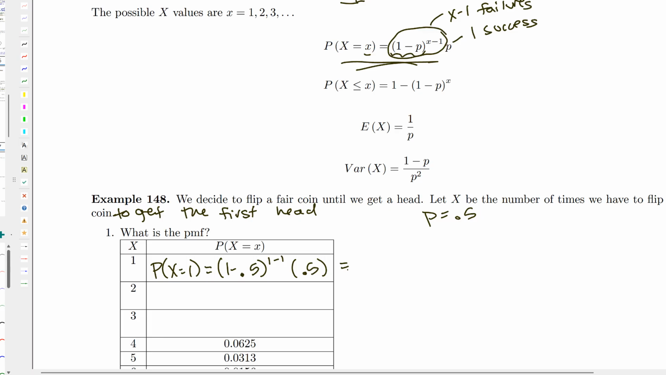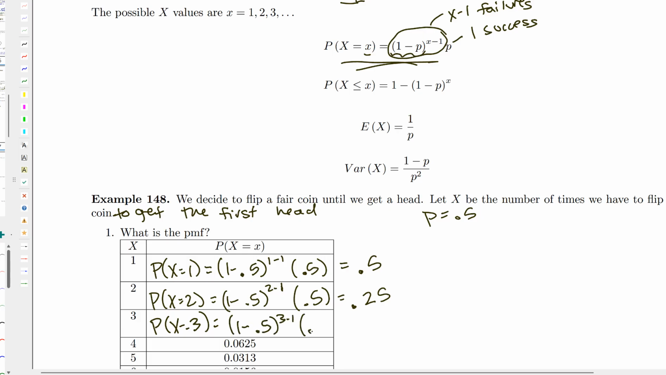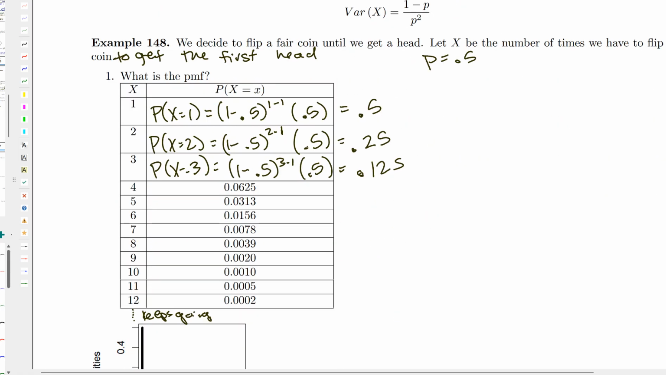Okay, so let's see what this is. This would be 0.5. And the probability that X equals 2 is going to be 1 minus 0.5 to the power of 2 minus 1 times 0.5. This should give me 0.25. And for the probability that X equals 3, that's going to be 1 minus 0.5 to the power of 3 minus 1 times 0.5, which gives me 0.125. And we just keep going, and these probabilities get smaller and smaller and smaller.